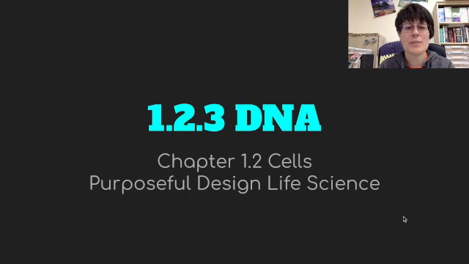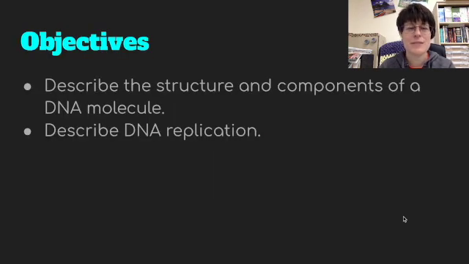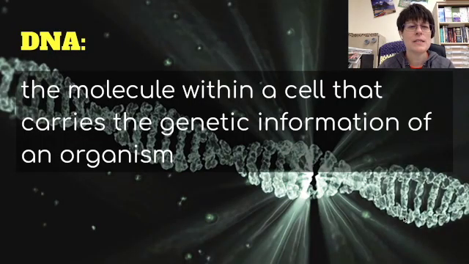Today's section that we're going to talk about is about DNA from section 1.2.3. Our objectives for today are to describe the structure and components of a DNA molecule and to describe DNA replication. So DNA, which stands for deoxyribonucleic acid, is the molecule within a cell that carries the genetic information of an organism. So in the background, you can see the structure of DNA. We're going to be talking about that structure more, but this is obtained using an electron microscope.